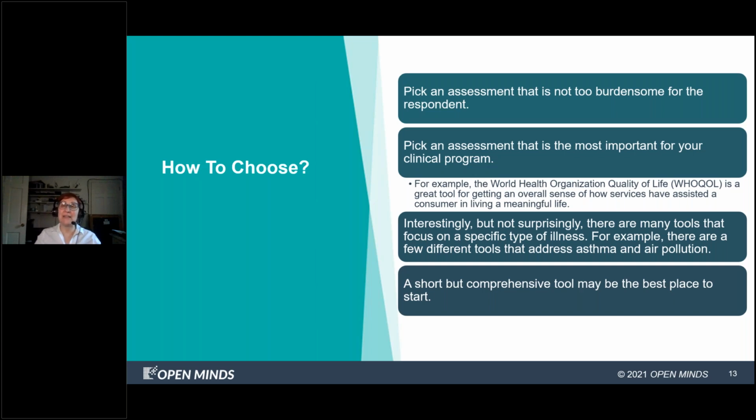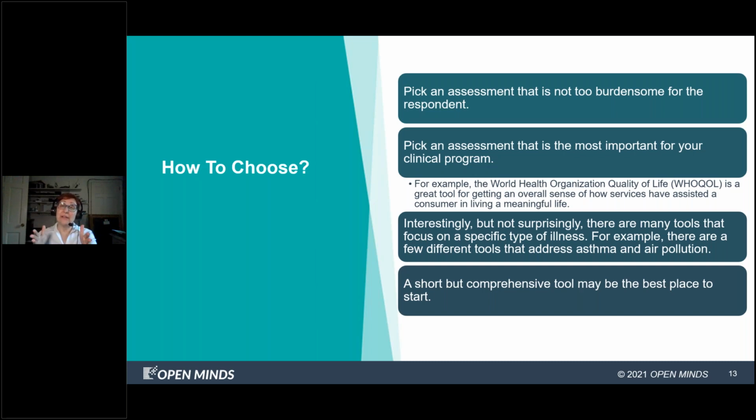So I say pick an assessment that's not too burdensome, and pick an assessment that's the most important for your clinical program. And my example is the World Health Organization Quality of Life, or the WHO-QoL, is a really nice tool when you're working with adults who have serious mental illness and you want to see how effective your programs are towards recovery.